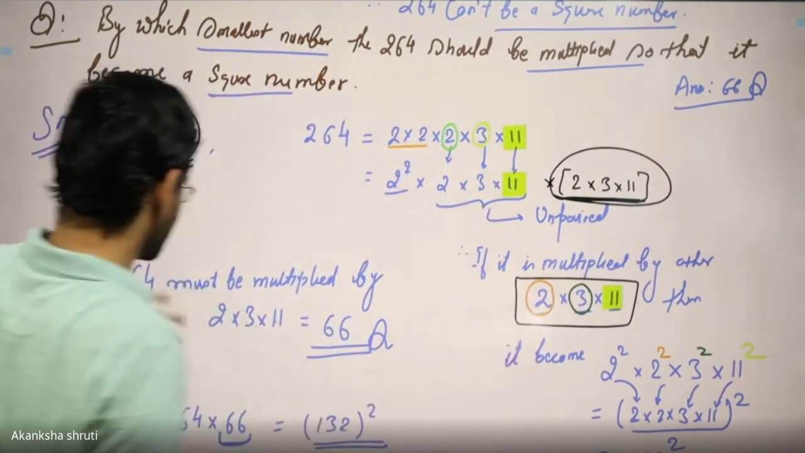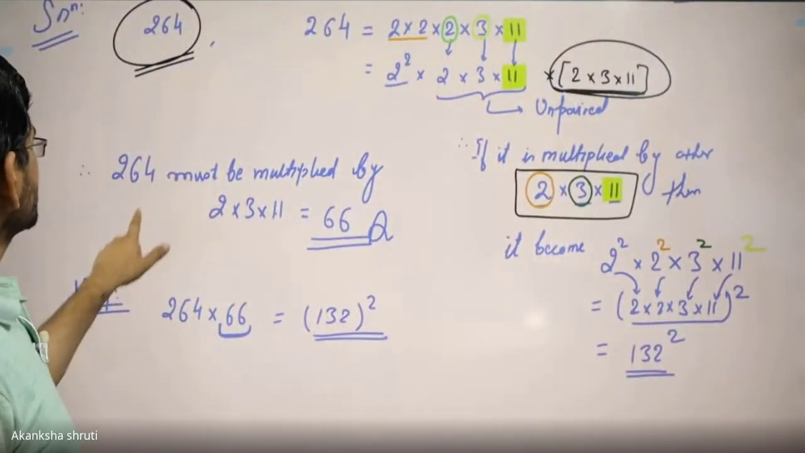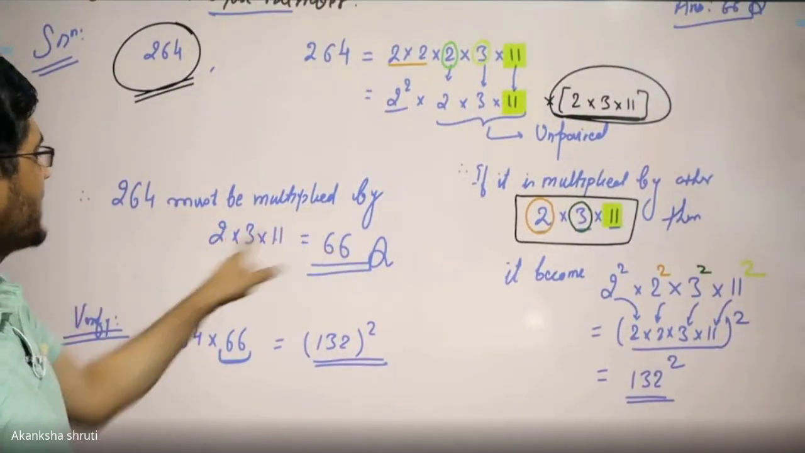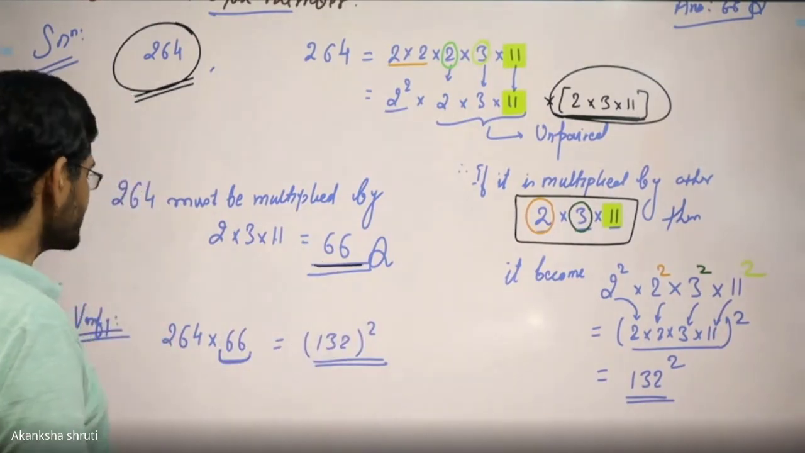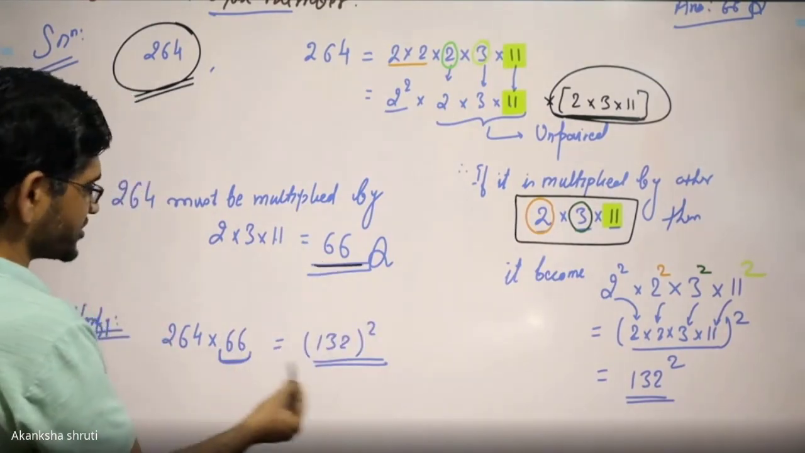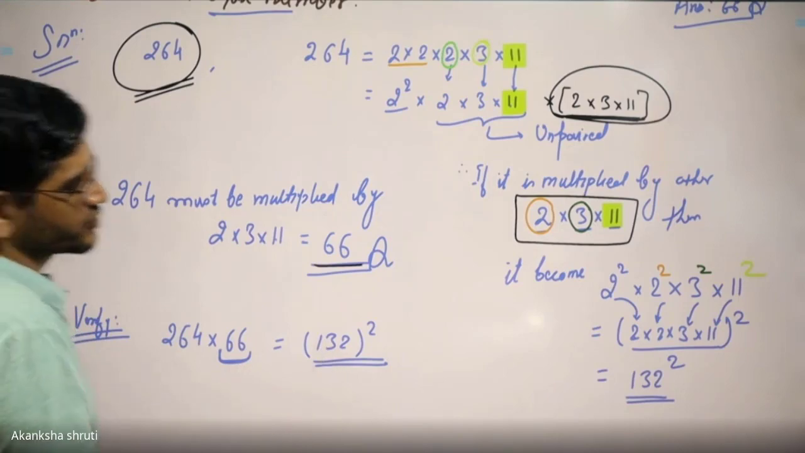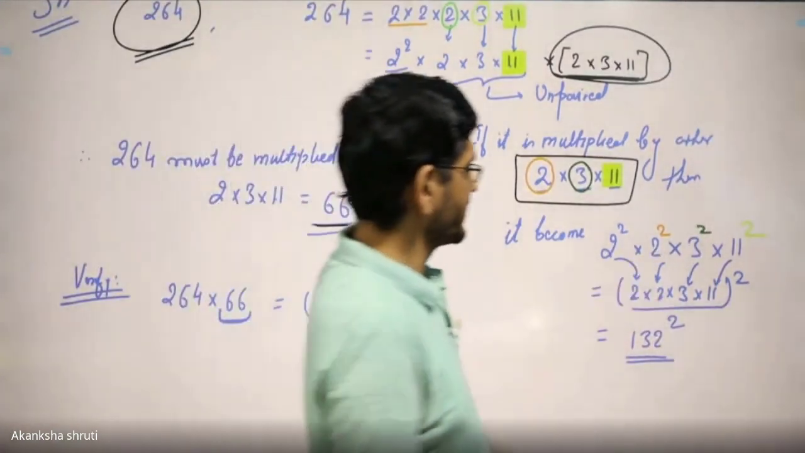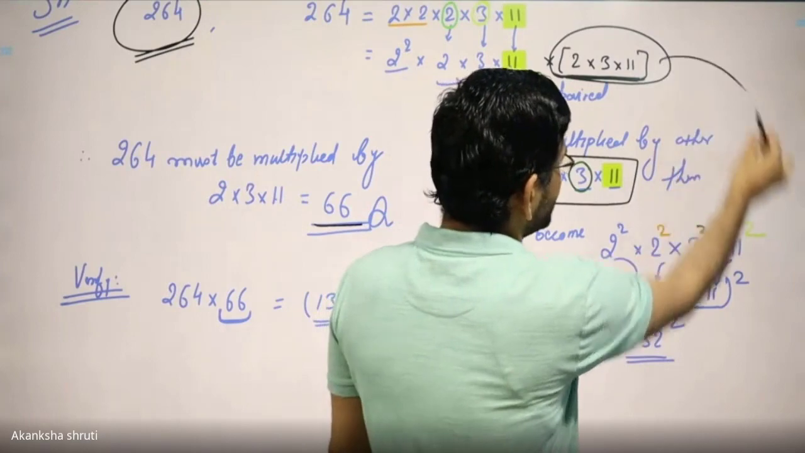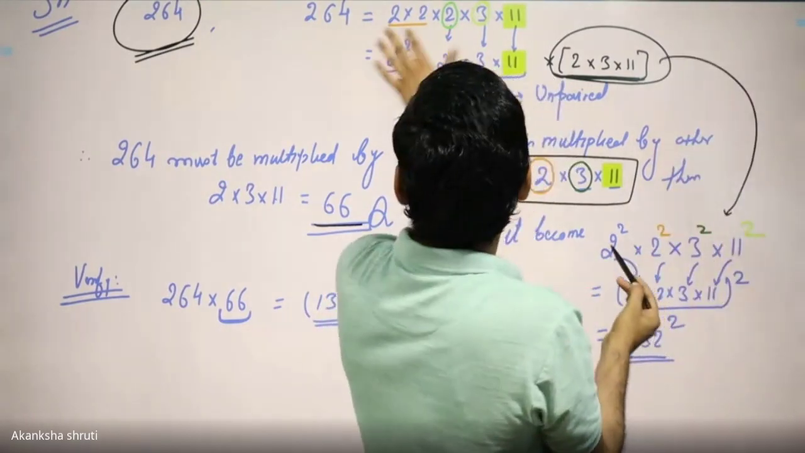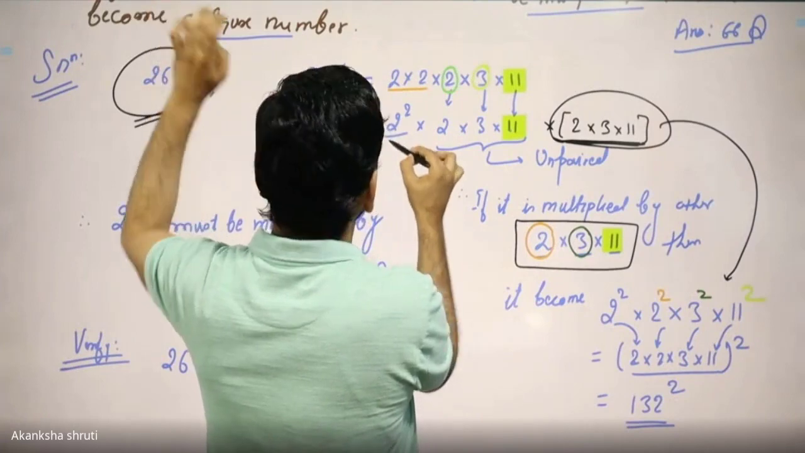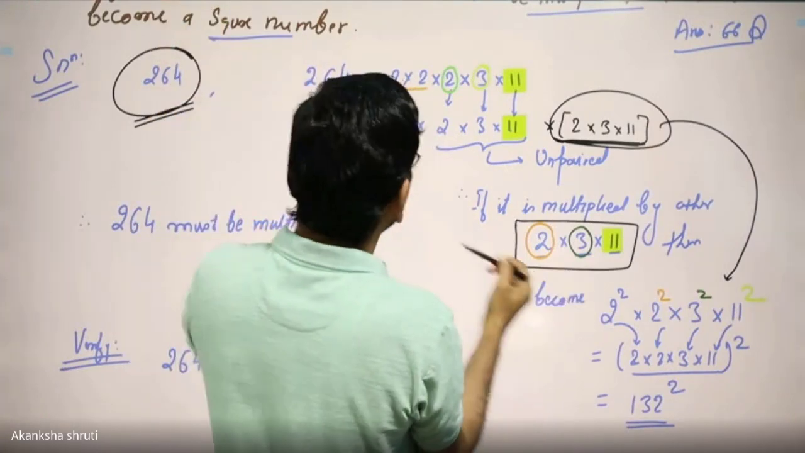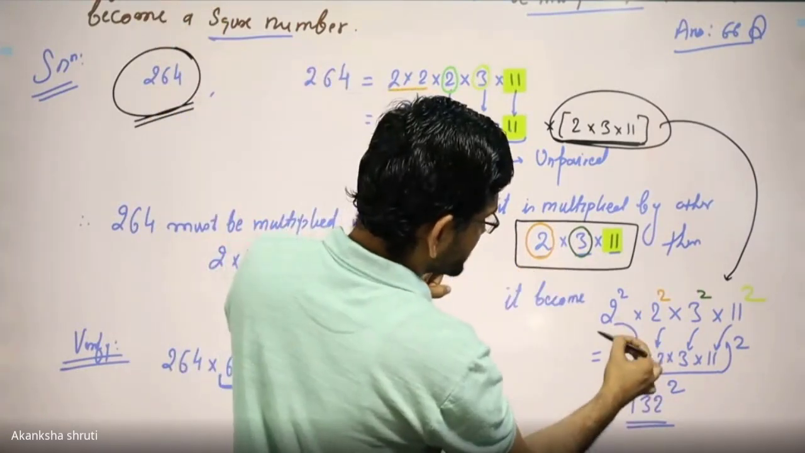The same thing is explained. Therefore, 264 must be multiplied by this number. Multiplying this, it is 66. If we multiply this by 66, we will get 132 square. The same thing is explained. If we have multiplied by this, then what was this 2 square? It is as it is. Students, this 2 square is as it is.